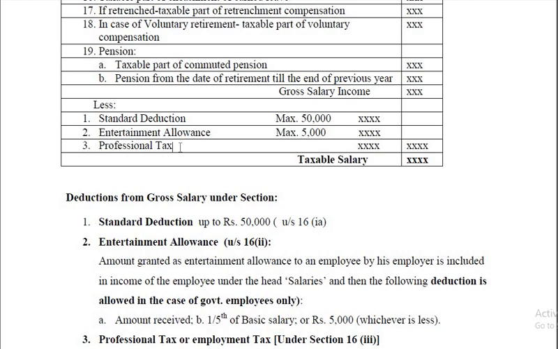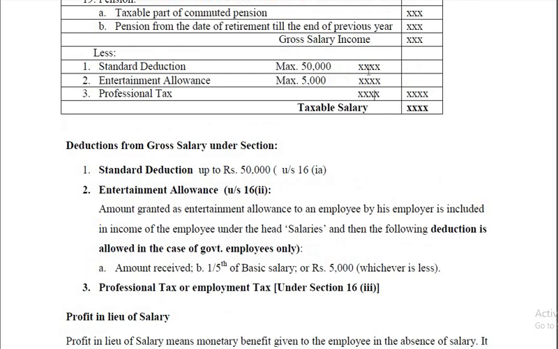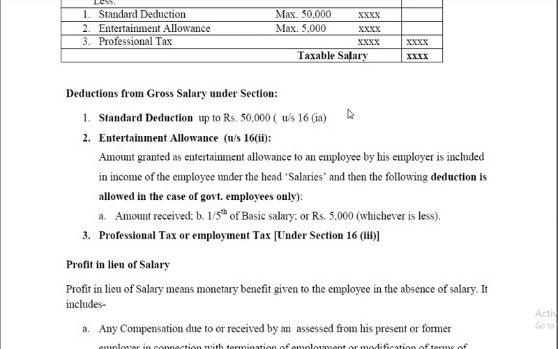Then professional tax, which is applicable to all types of SSEs. So when you deduct the total of these 3 items from gross salary, you will get taxable salary. And taxable salary will be included under the head gross total income. There are 5 heads of income. One of the heads is taxable salary.